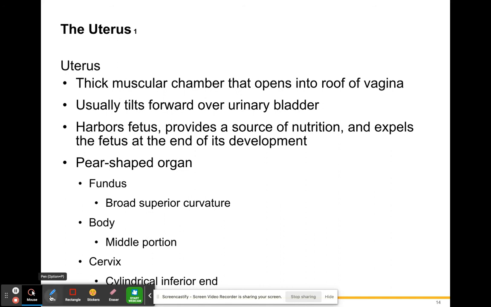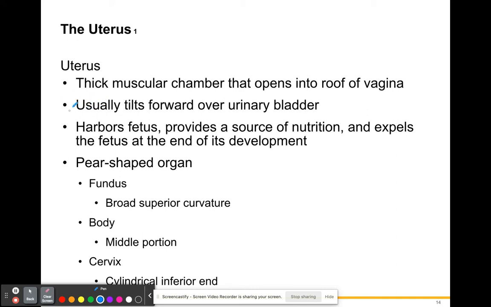Okay, the uterus itself is a thick muscular chamber that opens into the roof of the vagina. It usually tilts forward over the urinary bladder. It harbors a fetus when the female is pregnant, provides a source of nutrition, and expels the fetus at the end of its development.